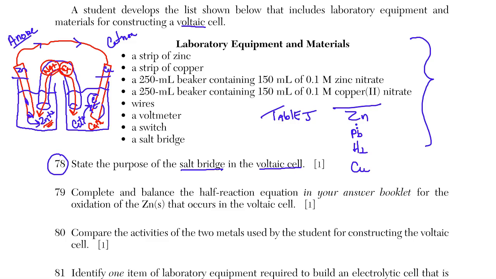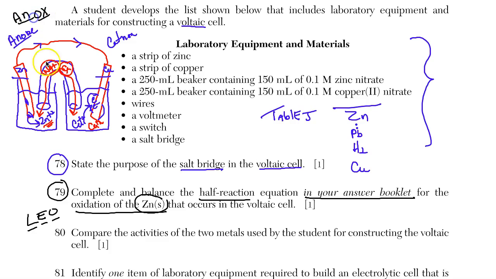Number 79. In number 79, complete and balance the half reaction in your answer booklet for the oxidation. What's oxidation? Leo the lion says losing electrons is oxidation. And notice they give you zinc. Now, when we went over 78, we said that zinc is better at oxidizing than copper, so it's the anode. How do I know? Because of An Ox. Okay, so let's do that.